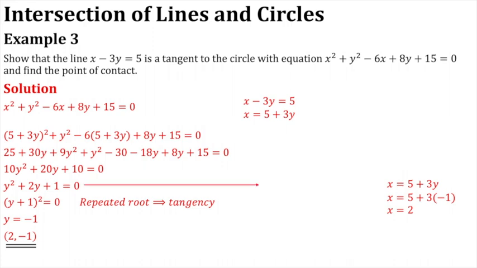Now, at this stage, we could have used the discriminant to show that it was a tangent if we wanted. So when we have the quadratic equation, y squared plus 2y plus 1, or alternatively the 10y squared plus 20y plus 10 equals 0, you can use the discriminant. So b squared minus 4ac will give us 2 squared minus 4 times 1 times 1, and you can see that that gives us 0. And we know that when the discriminant is equal to 0, it means that we've got equal roots, and in this case it means that therefore we have a tangent.